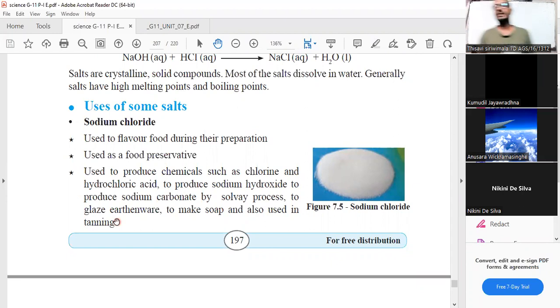නැත්නම් හරි අමාරුයි කන්න නේද? Flavor එක නැහැ. Used as a food preservative. අර lime pickle කියන්නේ ලුණු දෙහි වගේ සමහර දේවල් කල් තියාගන්න පාවිච්චි කරනවා. Used to produce chemicals such as chlorine and hydrochloric acid, to produce sodium hydroxide, to produce sodium carbonate, to glaze earthenware කියන මැටි භාණ්ඩ කර්මාන්තයේදී, to make soap and also used in tanning leather, හම්පදම් කිරීමට පාවිච්චි කරනවා.